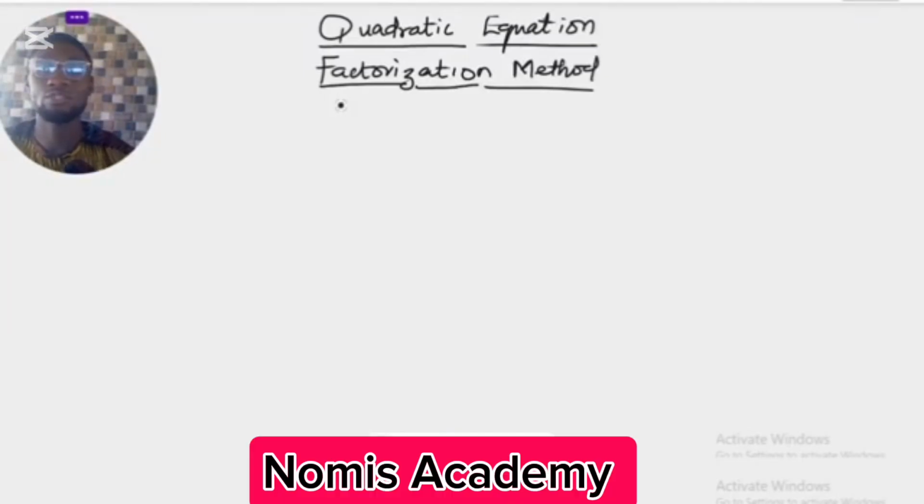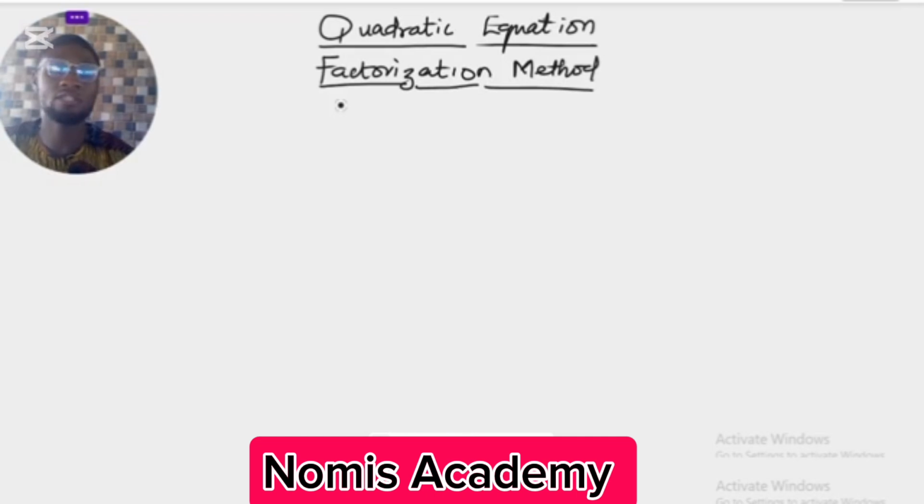Today we'll be dealing with quadratic equations using the factorization method. First I want to begin with what a quadratic equation is. Note that a quadratic equation is an equation of degree 2, or a polynomial of degree 2. Now what does that degree 2 mean? It means that there is a term in the equation that is squared, meaning that it has a power of 2.